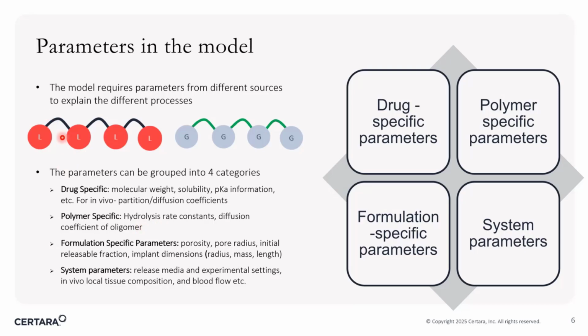We need the lactate-lactate bond degradation hydrolysis rate constant. Also, we need the glycolide bond hydrolysis rate constant. We also use the diffusion coefficient of the oligomer in the model because oligomers diffuse out of the system. So because of this only, there would be a mass loss within the solid implant.